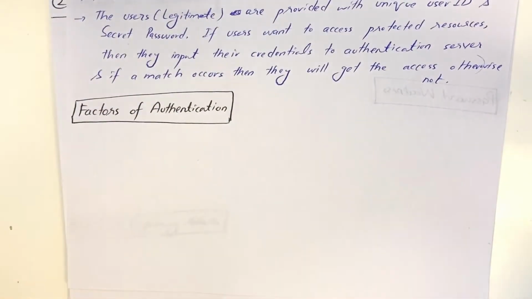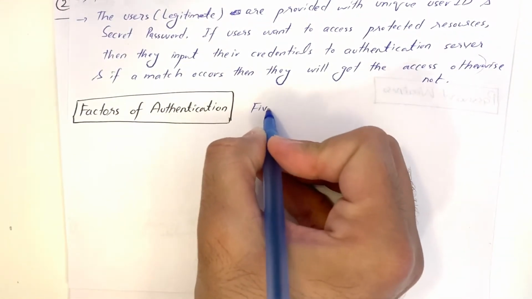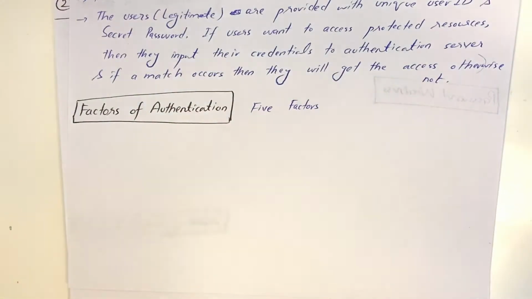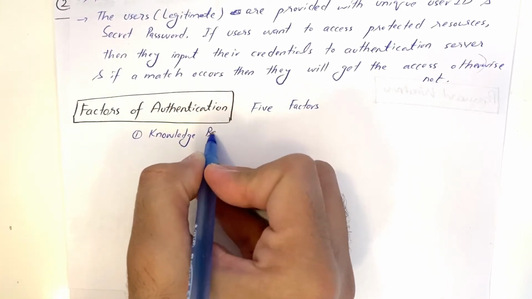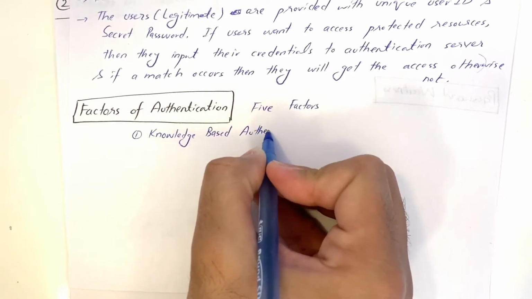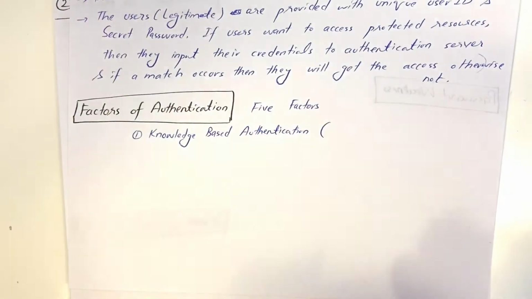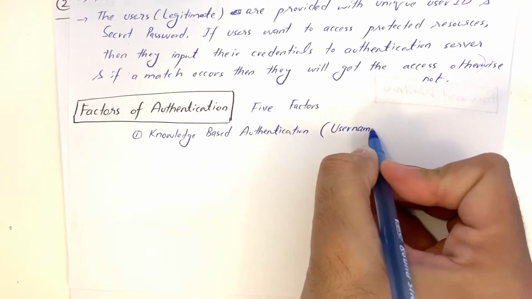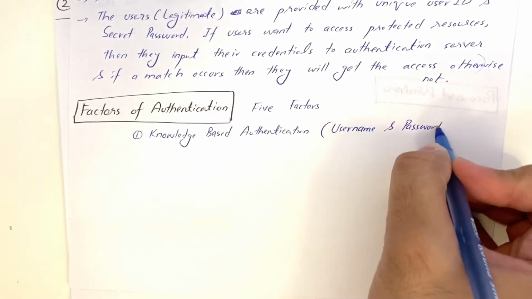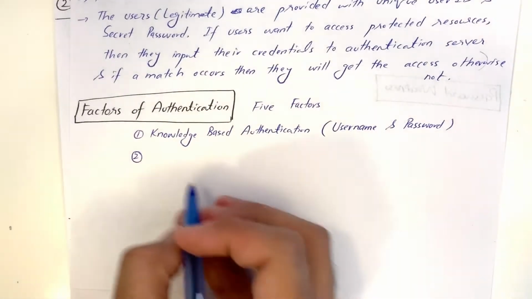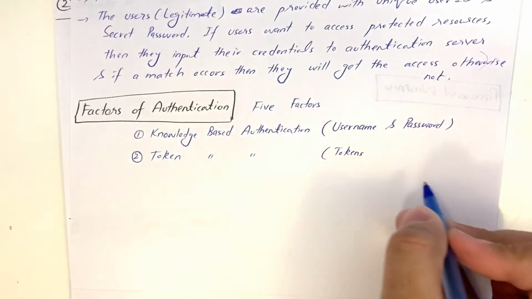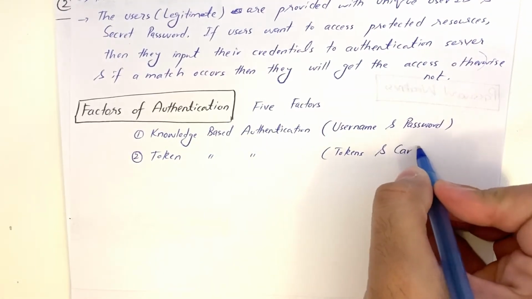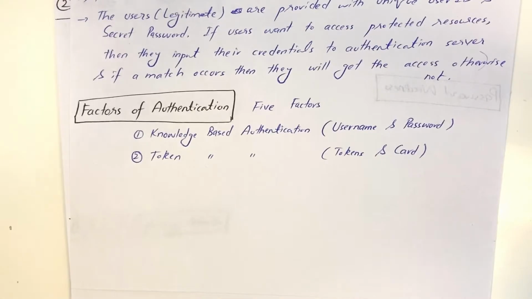So what are the different factors of authentication? Mainly there are 5 factors of authentication, through which users can be authenticated. Number 1, the first factor is called knowledge-based authentication, where users have to memorize something like username and password. The second factor of authentication that can be used is called token-based authentication. Token-based authentication involves typical tokens we will see in the next video, and cards like RFID cards, the magnetic strip-based cards, stuff like that.